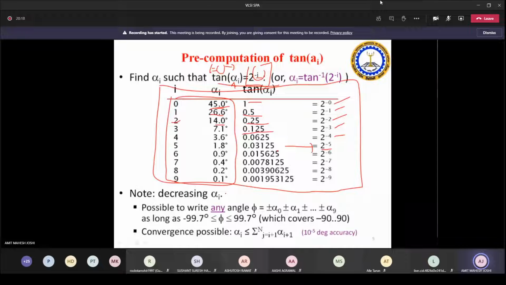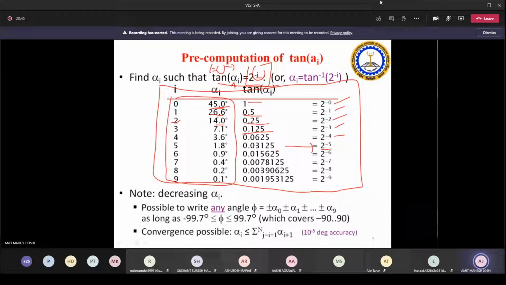Now, suppose I am interested in measuring some value of tan, but that is not directly applicable inside this particular table. Let's say I am interested in tan 20, that angle is 20. So how can I identify it? Now tan 20 is not here.